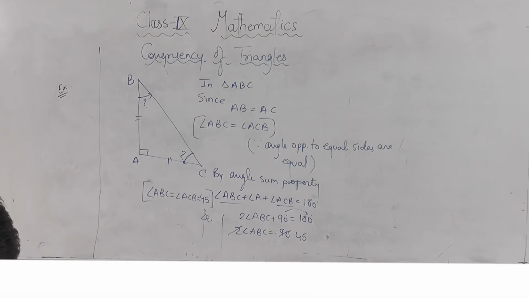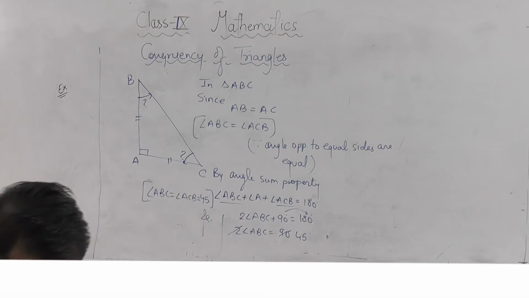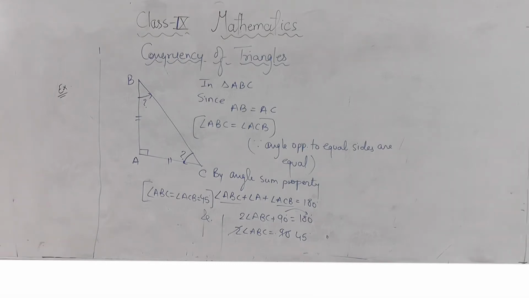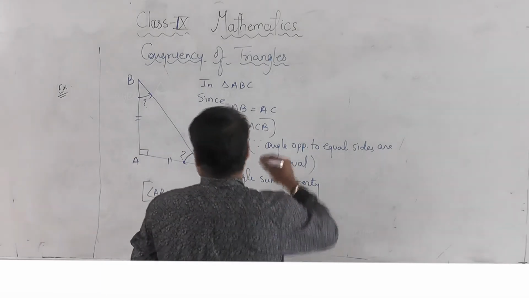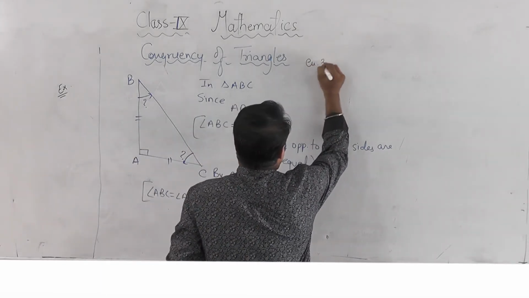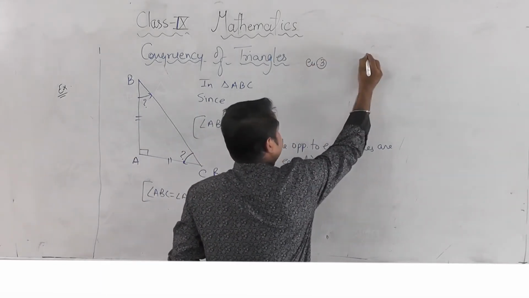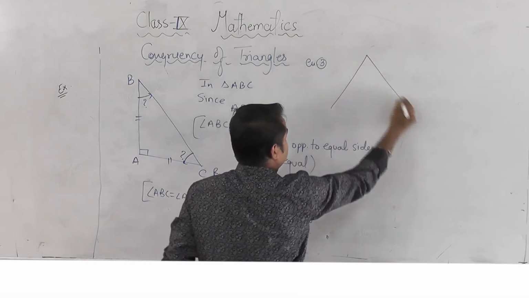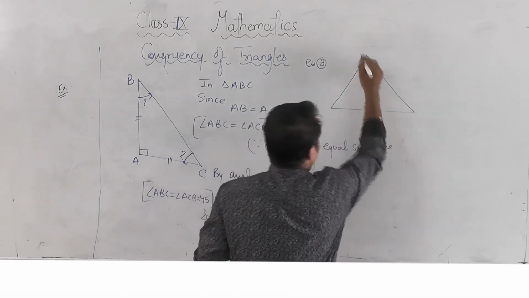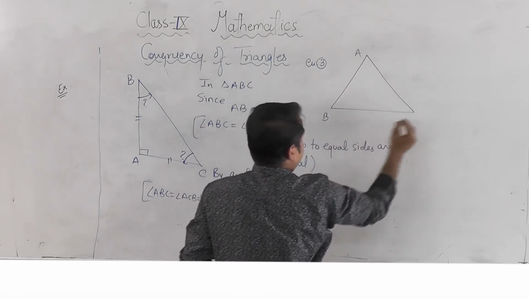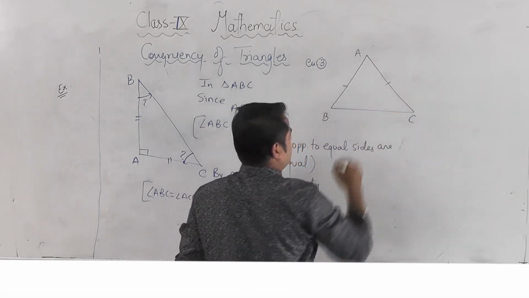Let's see, in the exercise: in an isosceles triangle, AB and AC are equal. So this is example 3. In an isosceles triangle, AB and AC are equal. See very carefully that question. In this triangle, AB and AC are equal.